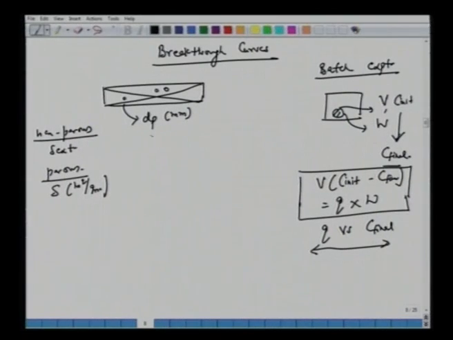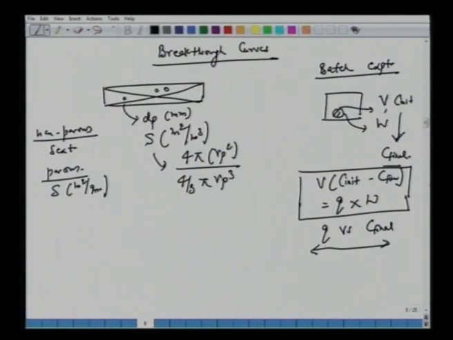So we have dp, and we have S, the external surface area per cubic meter volume. What we are talking about here is 4 pi rp square over 4 by 3 pi rp cube, where rp is the radius of the particles. So we know this dp, we know this external surface area. Let's say we have put a certain W, in gram or kilogram, of this adsorbent.